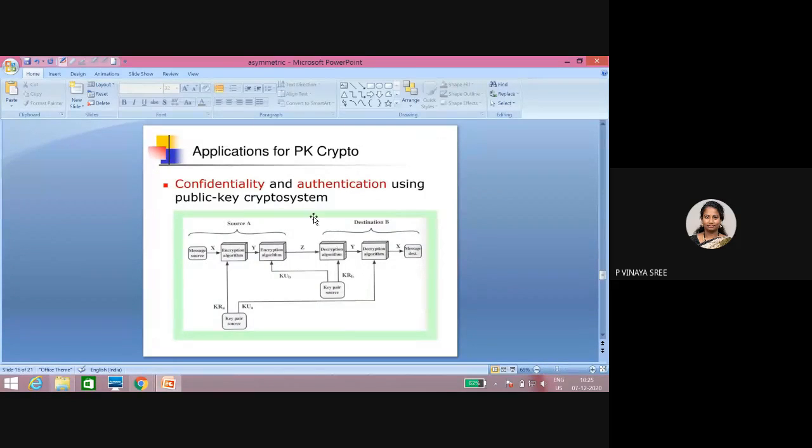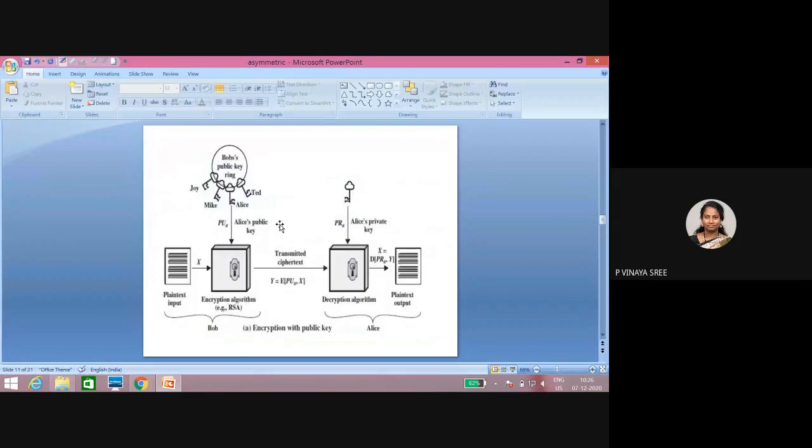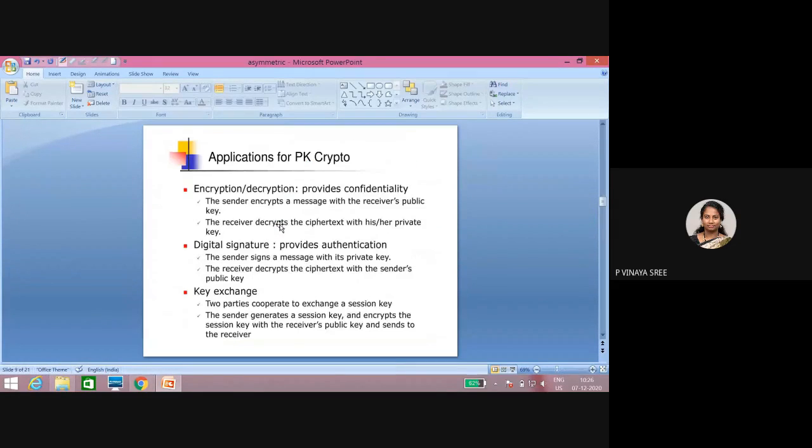See here. So here, what is the problem? Let me complete this one. So this is authentication. Applications for public key cryptography: encryption and decryption provides confidentiality. The sender encrypts a message with the receiver's public key. The receiver decrypts the ciphertext with his or her private key. This is confidentiality.